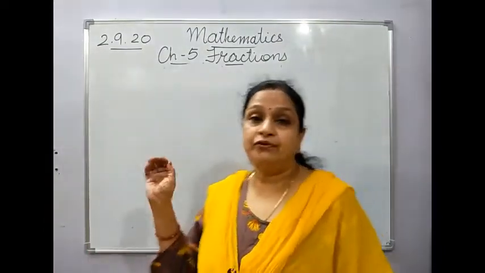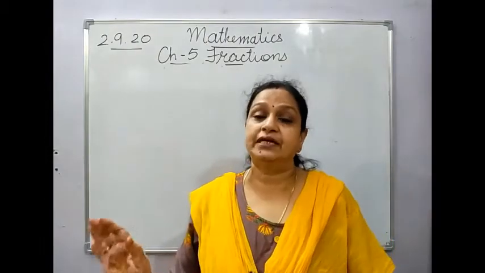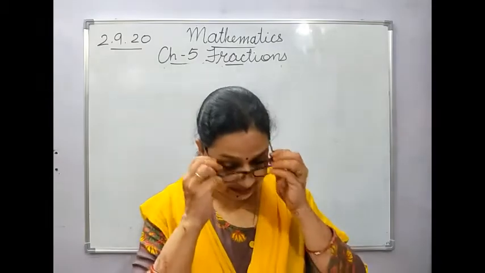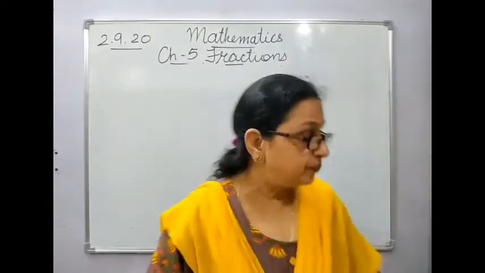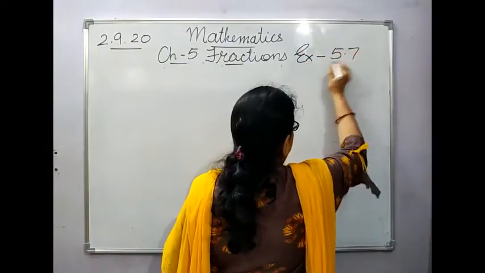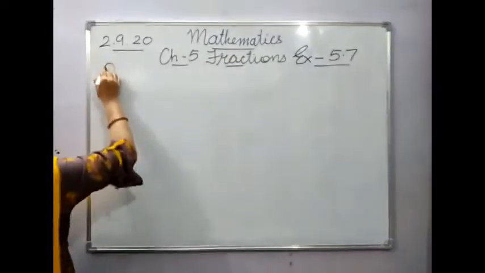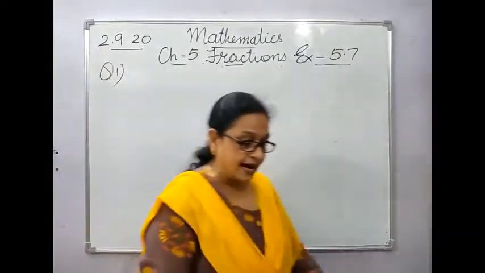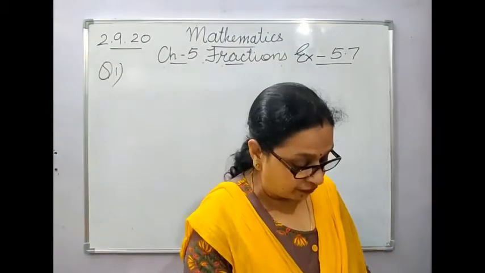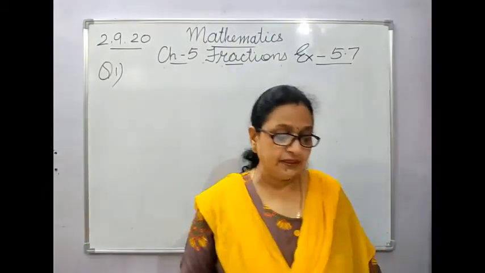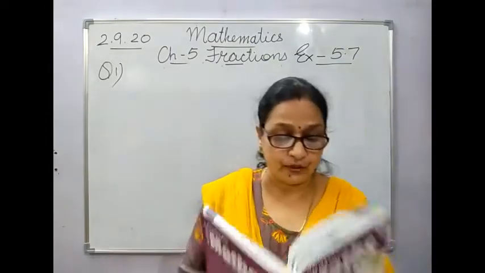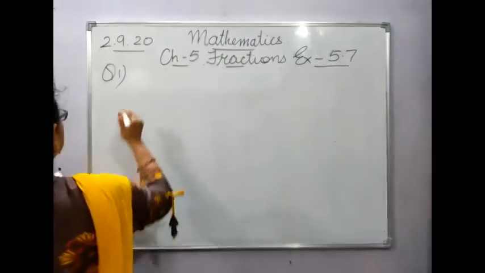Children, if you have understood these steps, it will be very easy for you to do the exercise. So we move on to the exercise. Exercise 5.7. Question number 1, we start. It is add. And see children, if you look at these additions, you find that all the denominators are same, that all the four sums are like fractions. So I'll quickly explain. I think this is the simplest one.